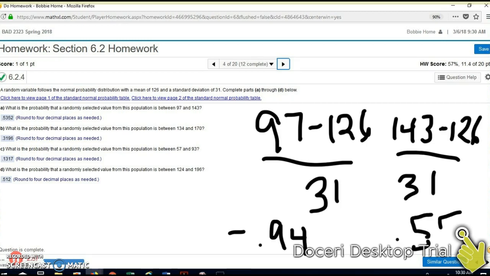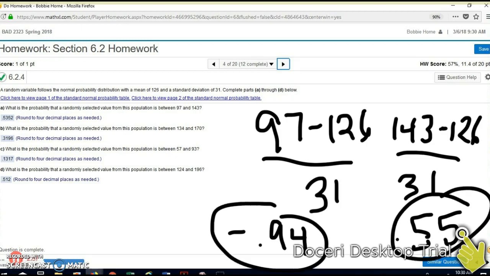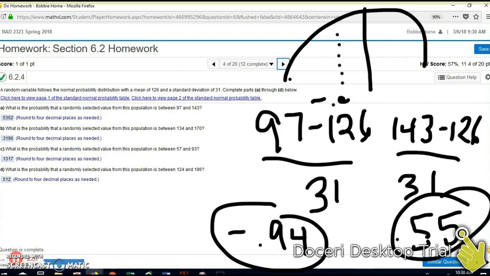If you calculate both of those, you get negative 0.94 and you get 0.55. Okay, so you have to look this one up on the negative table and this one up on the positive table. Now, when we do this, let's think about it. Negative 0.94 is about, let's say right here, and then 0.55, let's say, is right here.